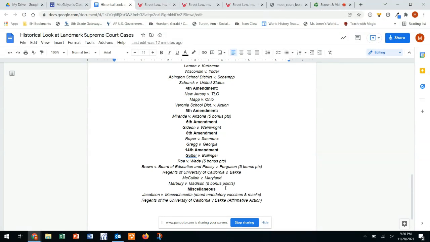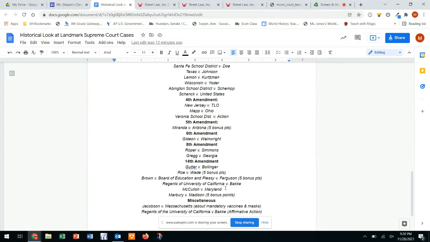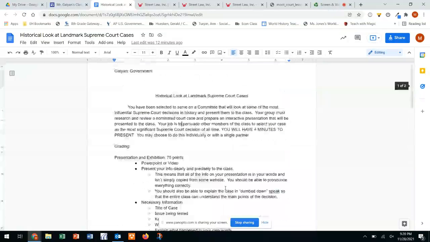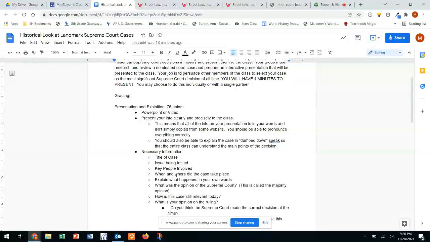So, I would pick one. These are going to be the easiest to find info on. But you can pick another one if you find one that interests you. But it must be a United States Supreme Court case. It can't be an Indiana State Supreme Court or anything like that. So you're going to pick one of those cases, and then you're going to create a PowerPoint or a video. Almost everybody does a PowerPoint for this, but you're going to create a PowerPoint presentation that is going to talk about all this information here.